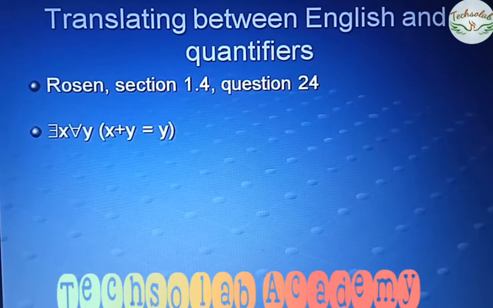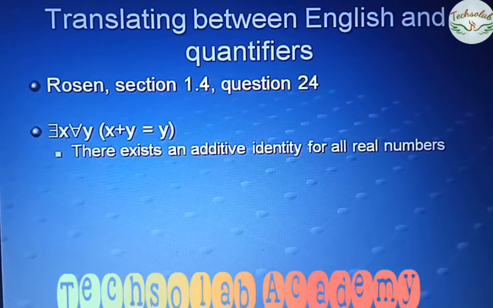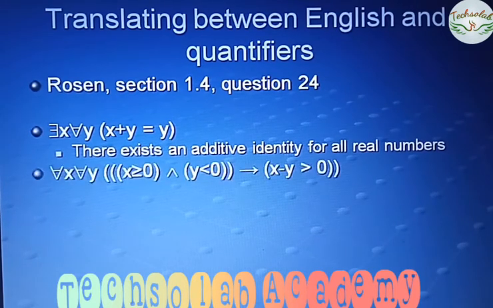Students, if we specify any domain, then it is okay. Otherwise, it is obvious that the domain is the real numbers. So there exists an additive identity for all real numbers, because there exists an element x such that x plus y equals y for all real numbers y. So it means there exists an additive identity for all real numbers such that this predicate function is true.